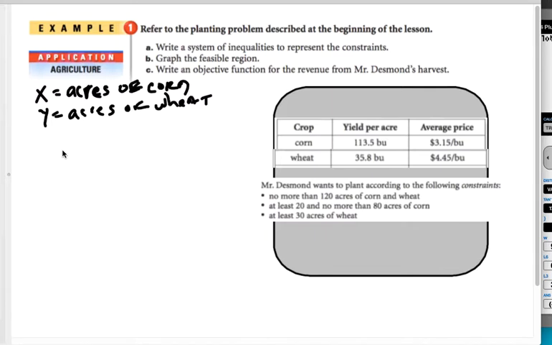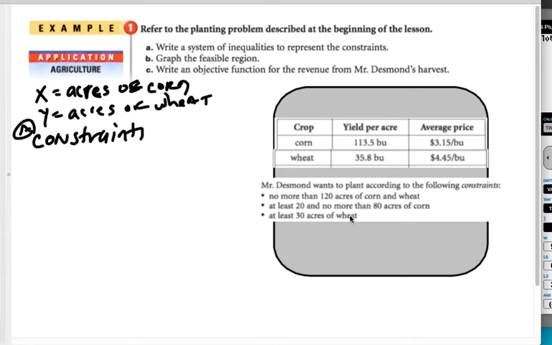So the first part of my inequalities is actually going to include two things that are not listed here. What I want you to notice about corn and wheat is that it doesn't make sense to plant negative corn and wheat, right? So when I make my system of constraints, in A, I'm asked for my system of constraints. So let's go ahead and make these first.